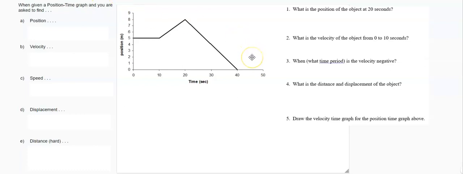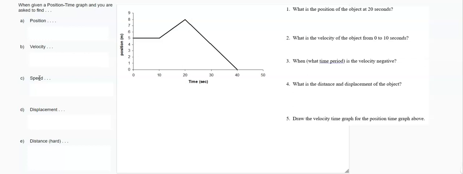Okay, we're going to be looking at position time graphs here. And whenever you're given a position time graph, these are the typical questions that you might be asked, like find the position, or find the velocity, or find the speed, find the displacement, find the distance. Related to finding the distance, it could be asking you how far something is. That's the distance. If they ask you how fast something is, that would be related to the speed.